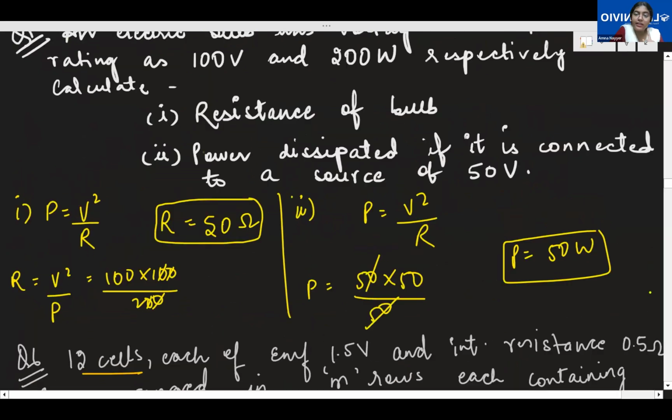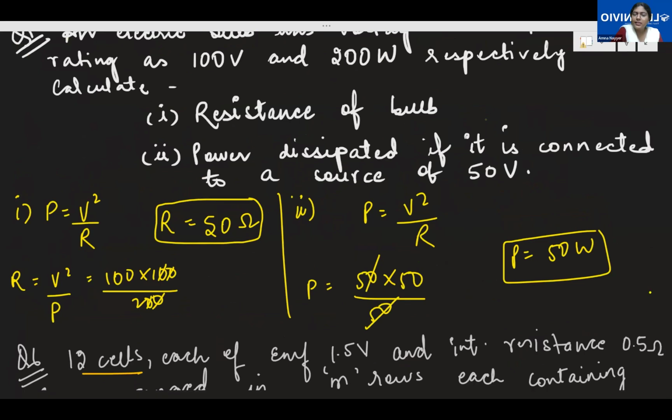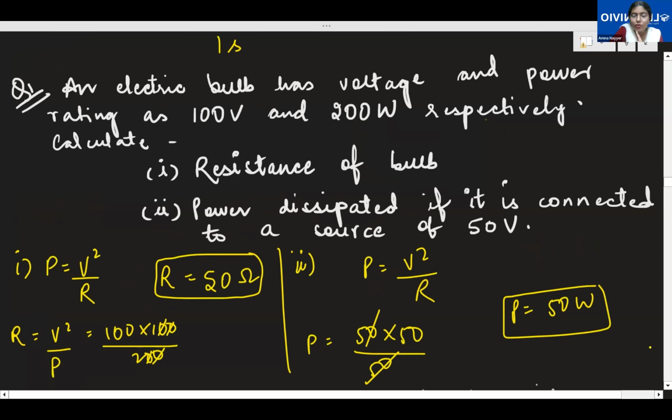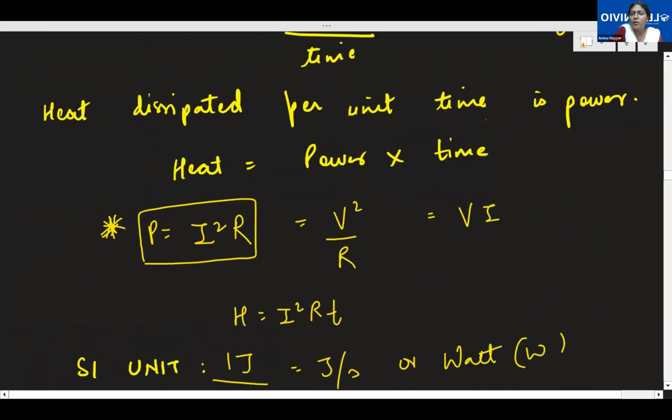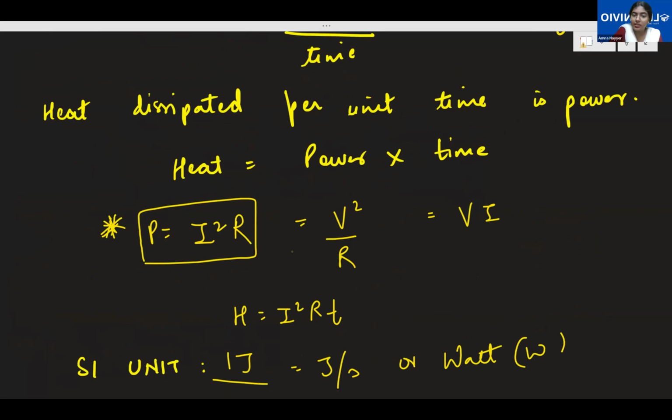Okay. Next is power dissipated. It is connected to a source of 50. Means instead of this voltage as 100, you use the new voltage that is given as 50. So it will be 50 into 50 by 50. You cancel it. Basically, in this question, you don't have any information about the current. So you are going to rely on the formula V square by R. And this is what this topic is all about. Means if you have voltage and current given, use VI. Avoid these two. If you have current and resistance given, only use this. Avoid these two. Because two of them will involve the third one.